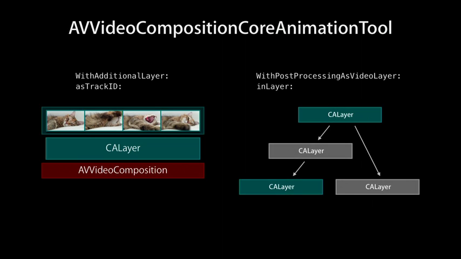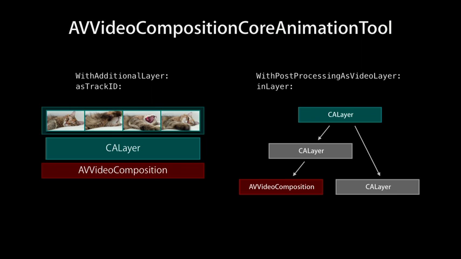The second method is with post-processing as video layer. It renders its second argument, a CA layer, and replaces the first argument, a contained CA layer, with the results of the video composition. So either what we're doing is we're making a layer tree a track within our video composition, or instead we make the video composition a layer within our layer tree.